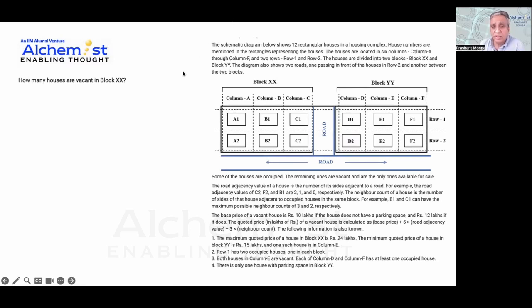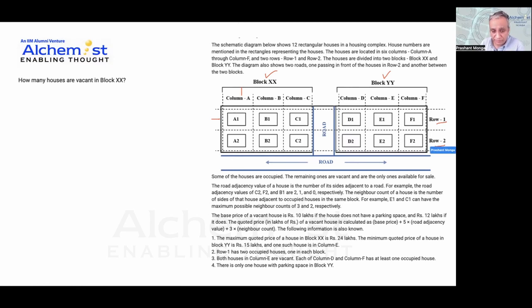Yeah, so in this question, we're given a schematic diagram showing 12 rectangular houses, and then some data is given. There are two blocks, XX and YY, then there are columns, and then there are rows. In all, you have three columns per block, A, B, C in XX and D, E, F in YY, and the rows are row 1 and row 2.